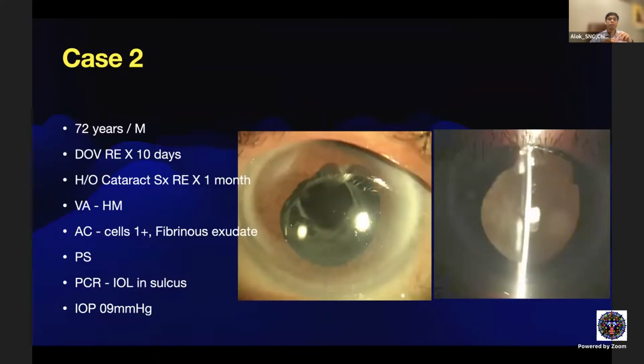anterior uveitis like picture. Now, this is the second case of a 72-year-old male who presented with a history of 10 days diminution of vision in the right eye, and the visual acuity was HM. And what you can see from the anterior segment photo, there was a presence of fibrinous exudate in the anterior chamber with posterior synechiae at 12 o'clock and 11 o'clock. There was an intraocular lens in the sulcus, and the intraocular pressure was 9 millimeter of Hg.